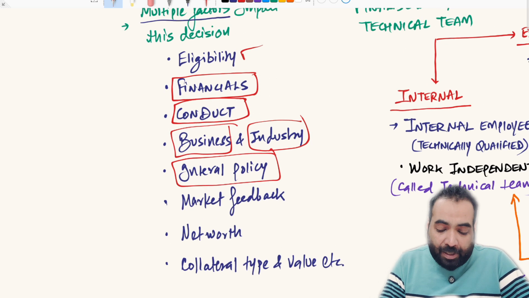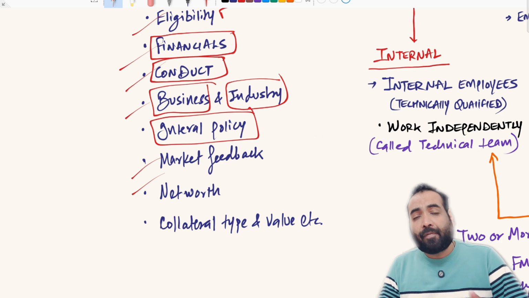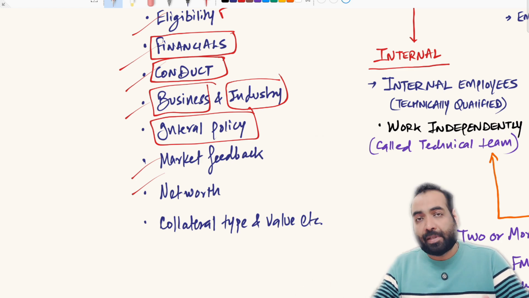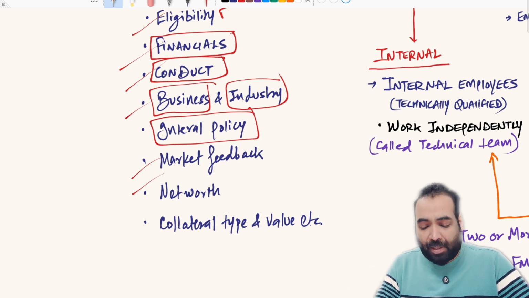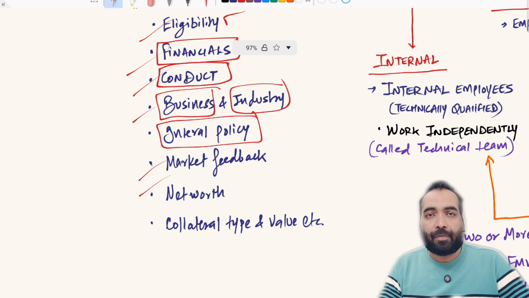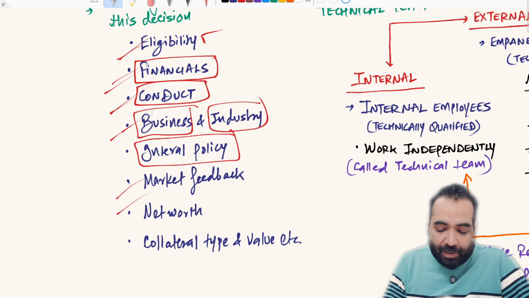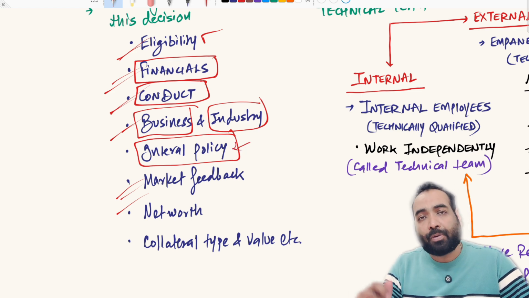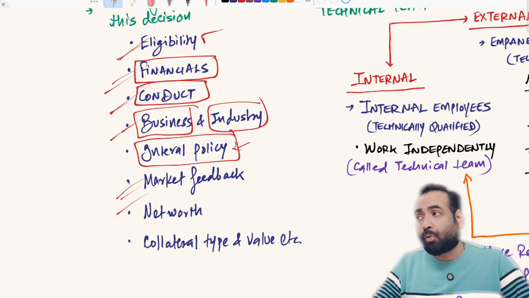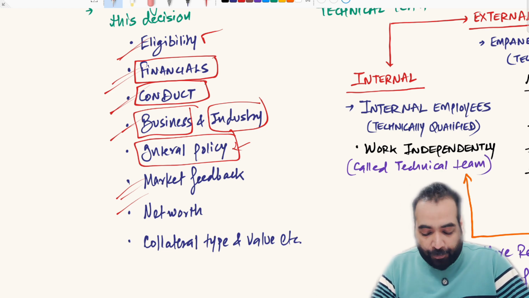For example, everything seems okay, eligibility is okay, everything is okay, but the internal policy says we cannot fund a liquor trading business. For example, your policy has a term that you cannot fund a liquor profile business, then everything goes to waste. There is no value of eligibility, financials, conduct, business, market feedback if your internal policy says that you cannot fund this profile, or you cannot fund more than 2 crore rupees to a liquor trading profile. This is just an example for you.